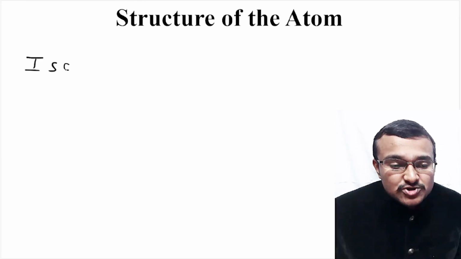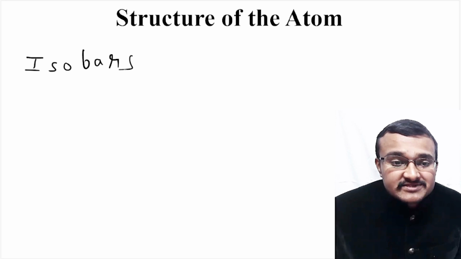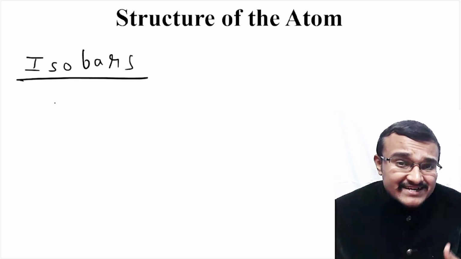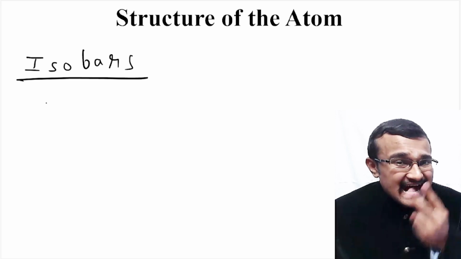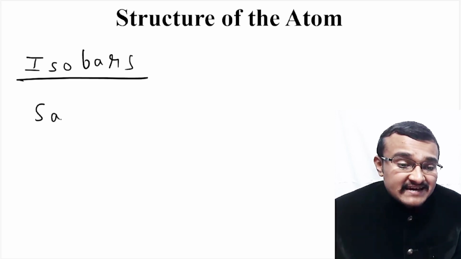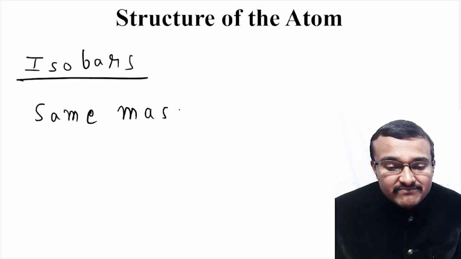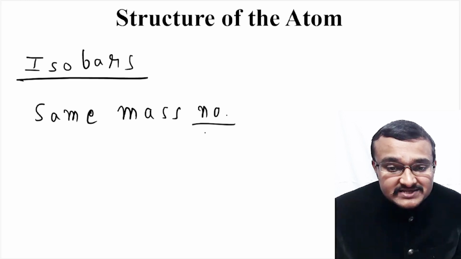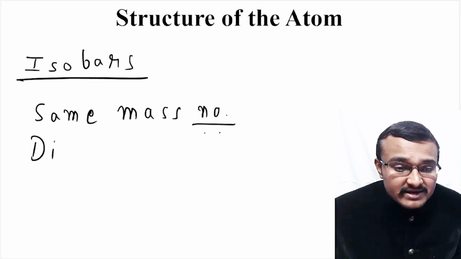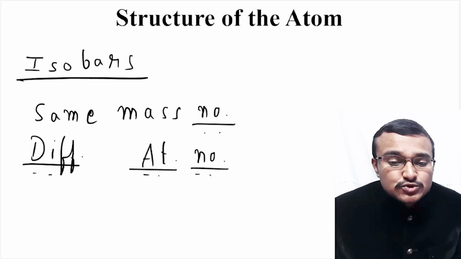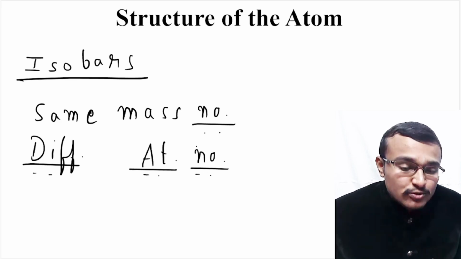There is one more last concept in this chapter, which is known as isobars. What do you mean by isobars? Any two elements or any two atoms which have the same mass number but different atomic numbers. So the same atomic mass number is there, but a different atomic number. Such two atoms are known as isobars.